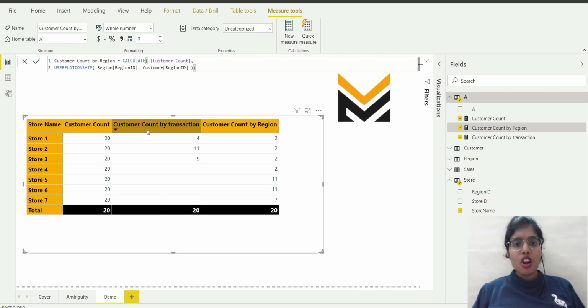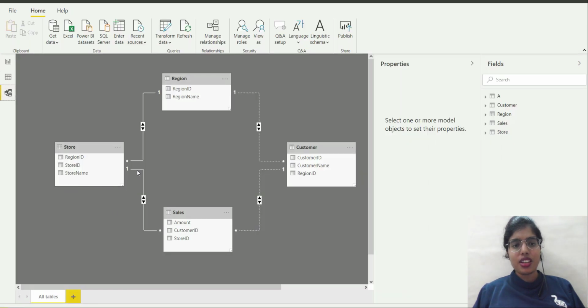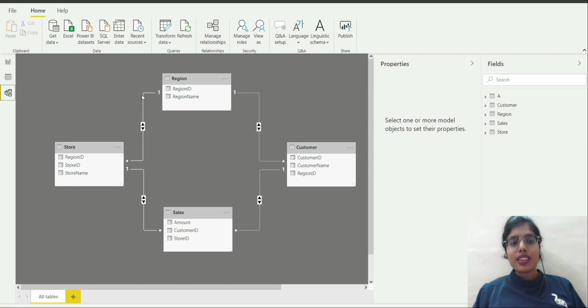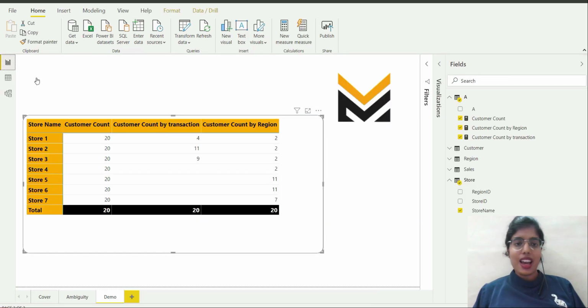Remember, this customer count by transaction is using this particular filter propagation path over here, and the other measure, customer count by region, is making use of this particular path, path number one. Both of them are in inactive state, but still I am able to get the answer by making use of the USERELATIONSHIP function of DAX. So guys, with this I conclude this video.